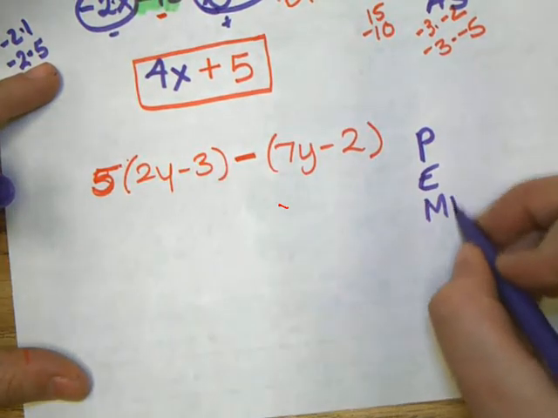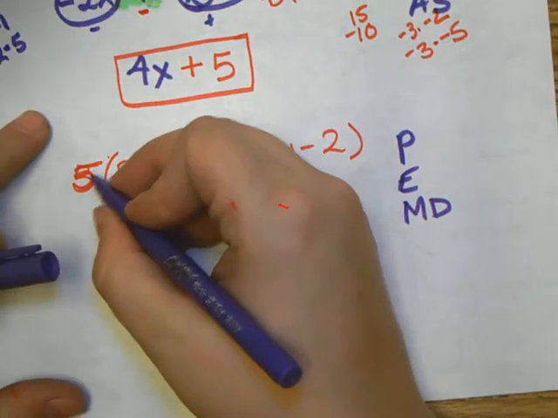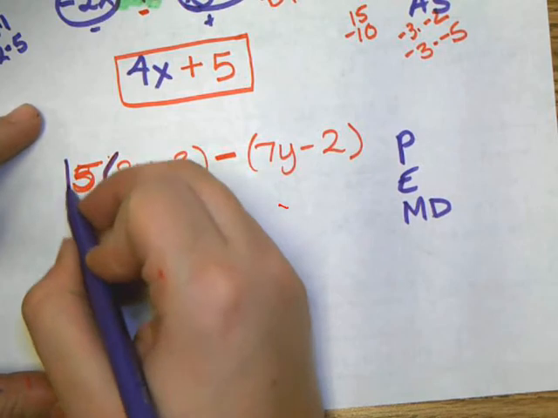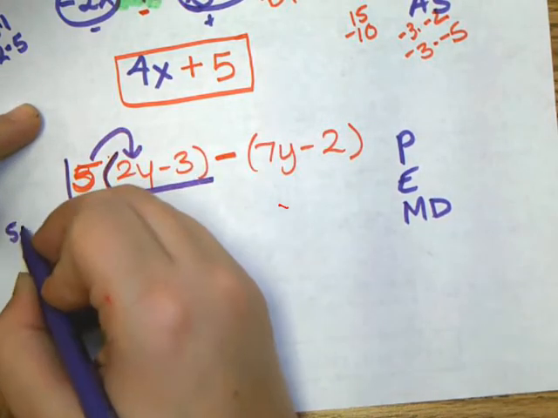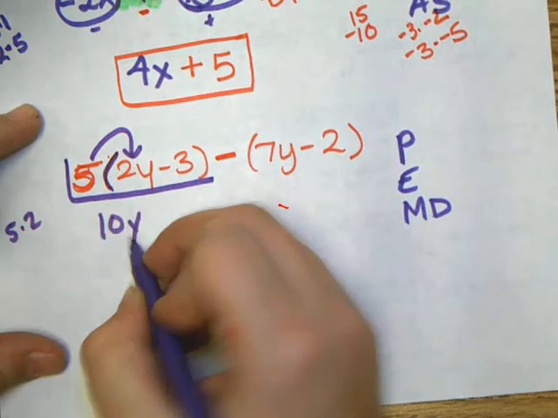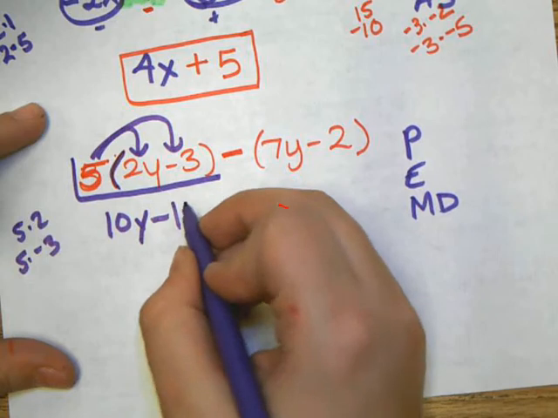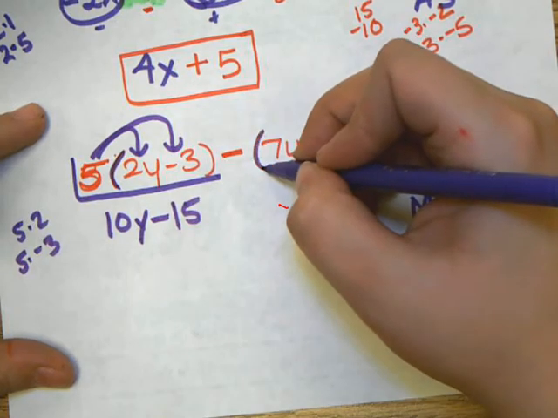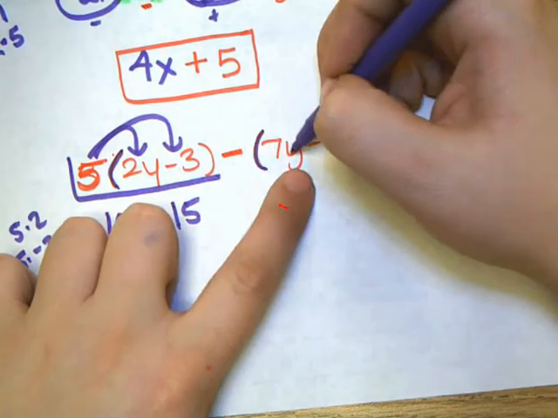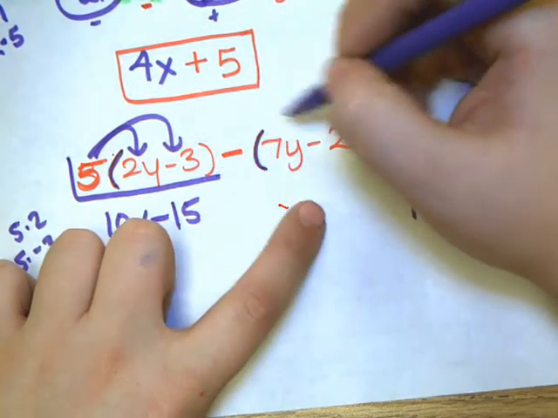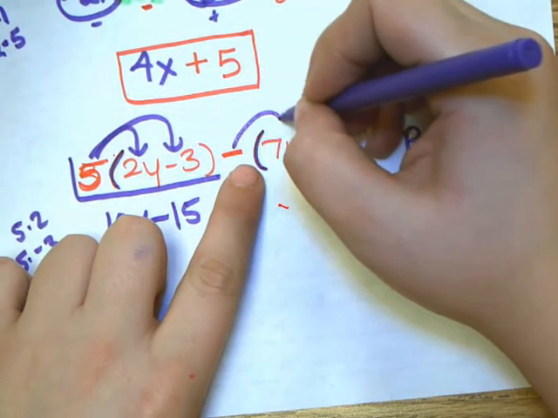Okay, one last example on this lesson here. Again, we got lots of stuff going on. Parentheses first, but we can't combine those terms that are in the parentheses. Exponents, there are none. And then we have multiplication and division, which is what it means when a number is next to a parenthesis. So we are going to distribute that number. 5 times 2y is 10y. And 5 times negative 3 is negative 15.